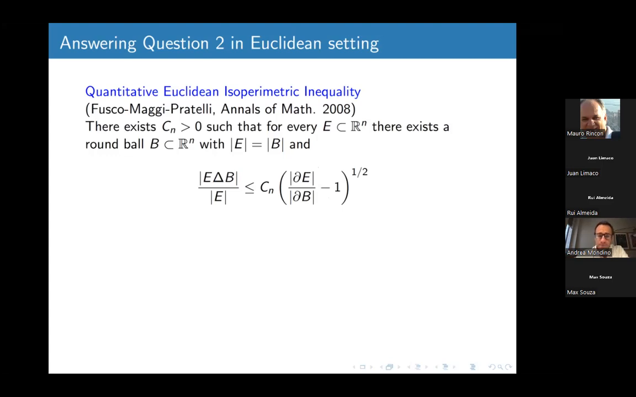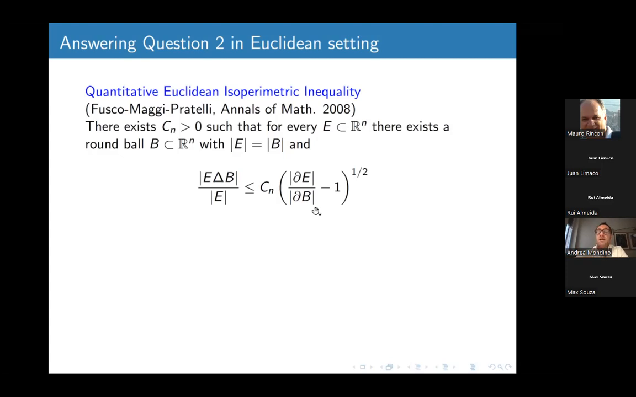But more strongly, if this right-hand side is equal to 0, so if the perimeter of E is equal to the perimeter of the ball, then also the left-hand side must be equal to 0, which means that the symmetric difference between E and a ball must be equal to 0, which means that E must be equal to a ball up to a set of measure 0.